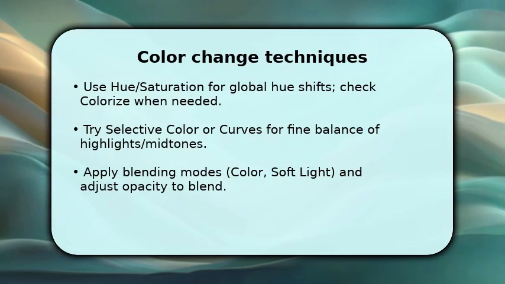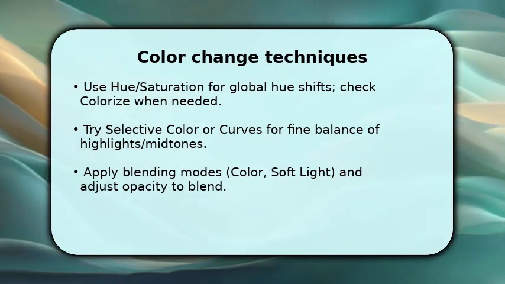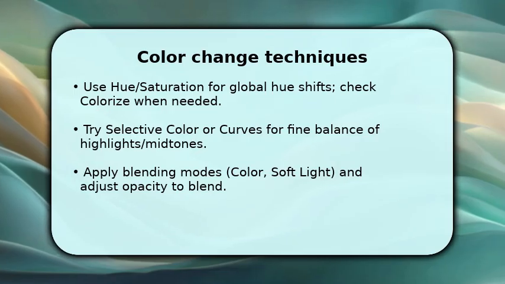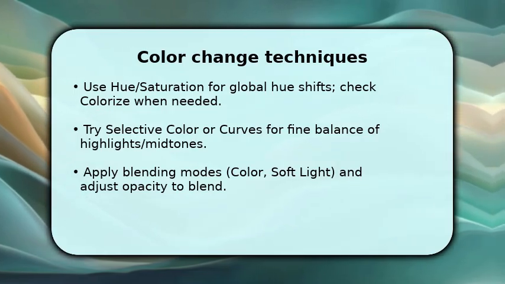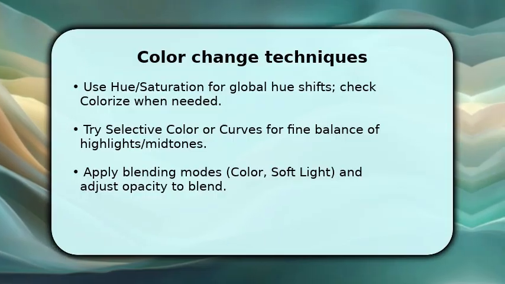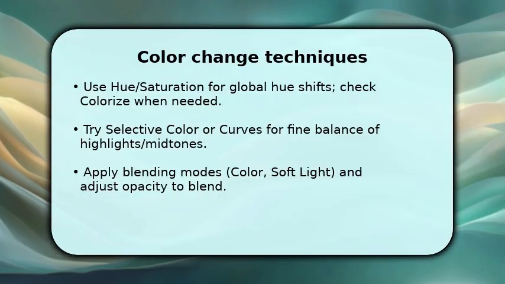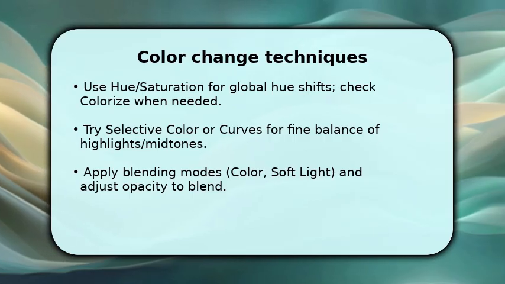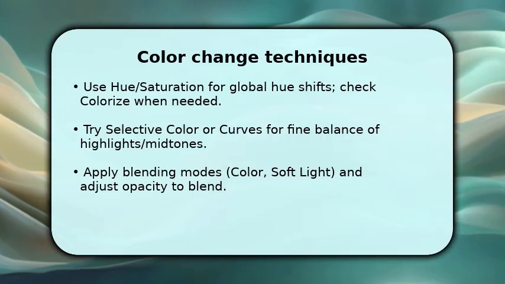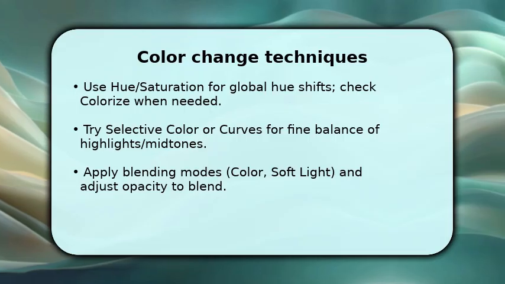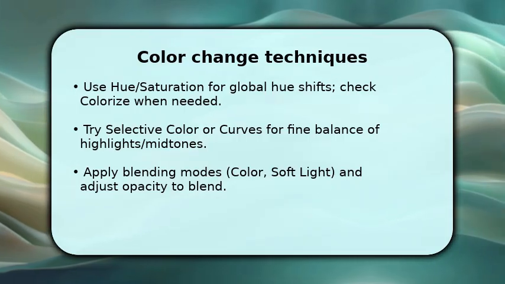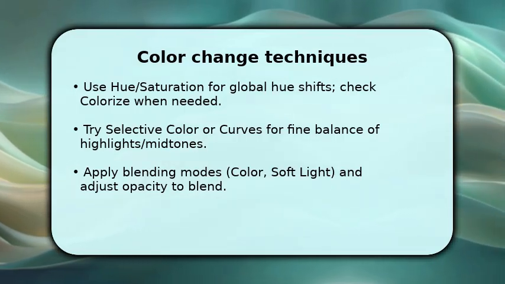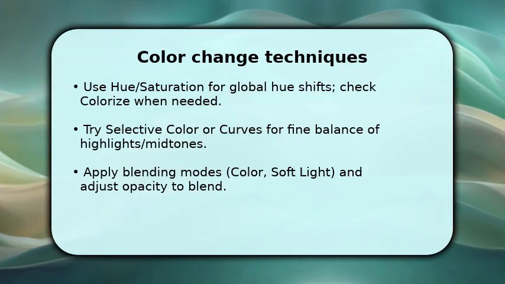Now apply your chosen method. For fast shifts, use hue/saturation, enabling colorize for uniform tones. For nuanced control, use selective color or curves to tweak reds, yellows, and neutrals separately. Once adjusted, add a new layer set to color or soft light and paint subtle tonal corrections with a low opacity brush to preserve texture. You should toggle the layer visibility to compare.